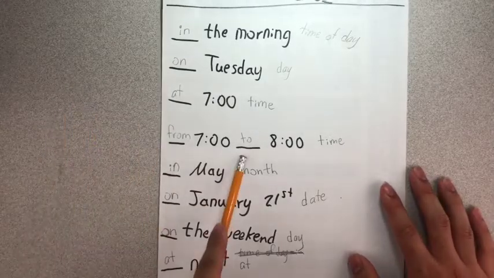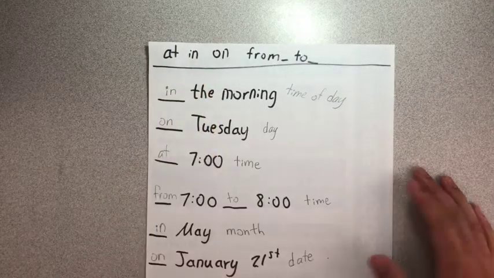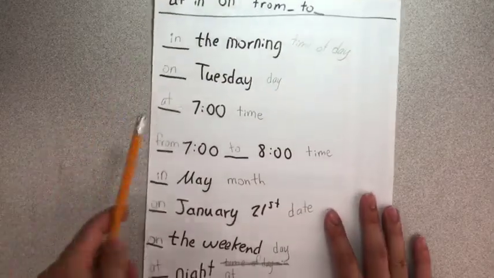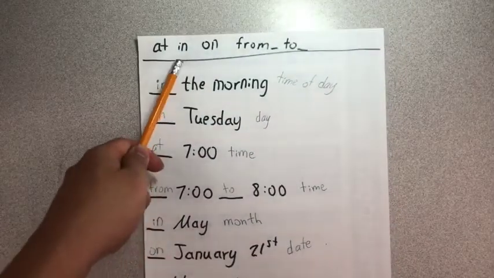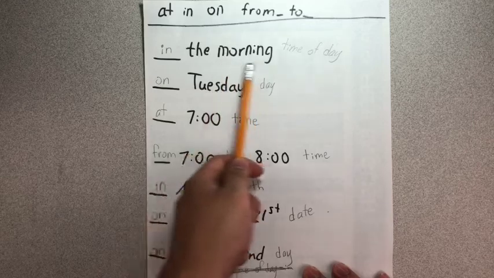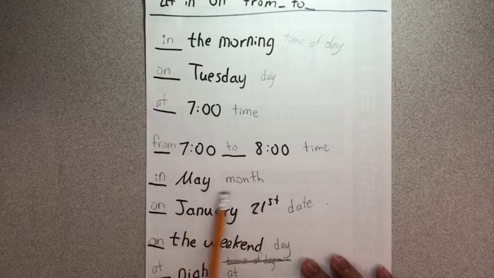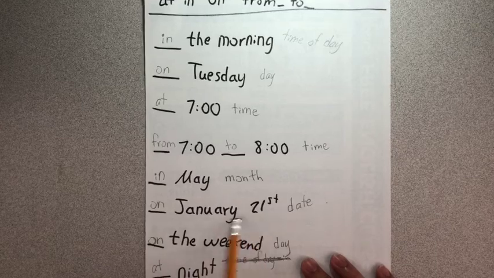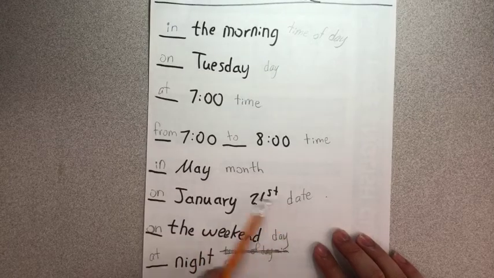So make sure you know how to use at, in, and on. You need to know when to use at, in, and on. At, we use at for time and the word night. In, we use in for the time of the day. So we say in the morning, in the afternoon, in the evening. And we use in for a month. This one says January 21st. It's not a month, it is one day, a specific date. So we use on.